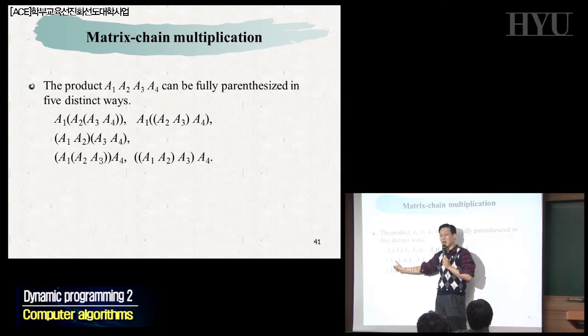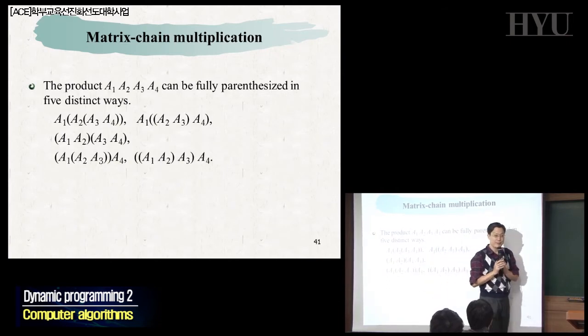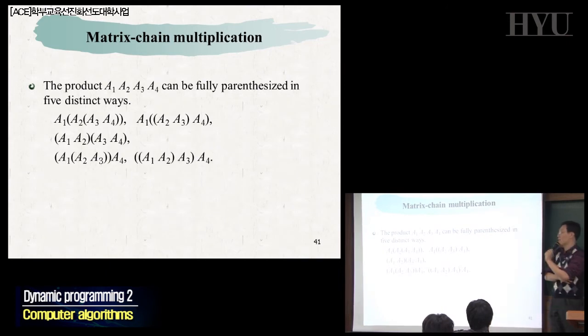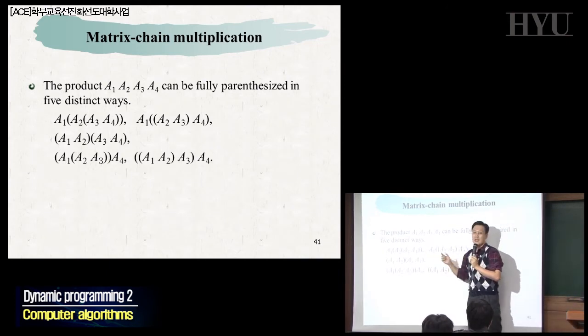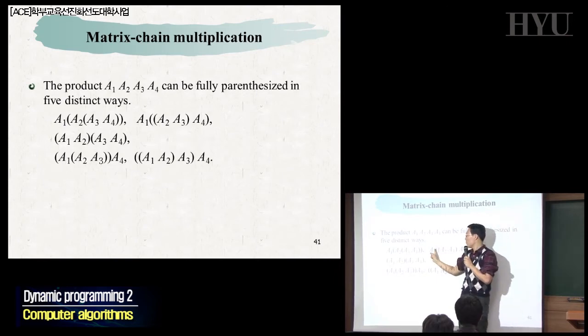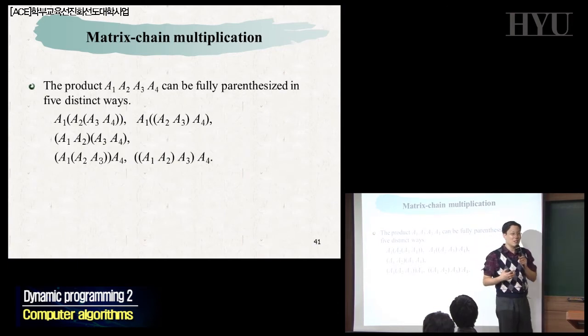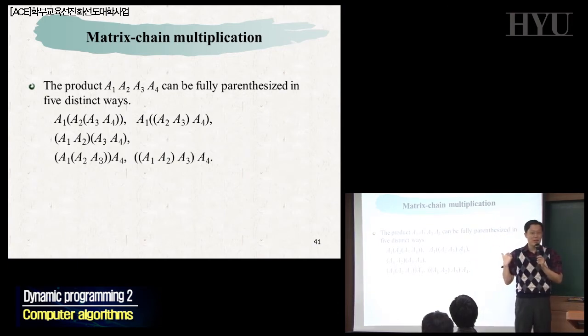In this case, this multiplication multiplies A1 and A2. But in this case, this multiplication is done between A1 and the result of this parenthesis. Okay. And these are all parenthesizations where this multiplication is last. And how about this? In this case, the multiplication between A2 and A3 is the last one, and there is only one case.